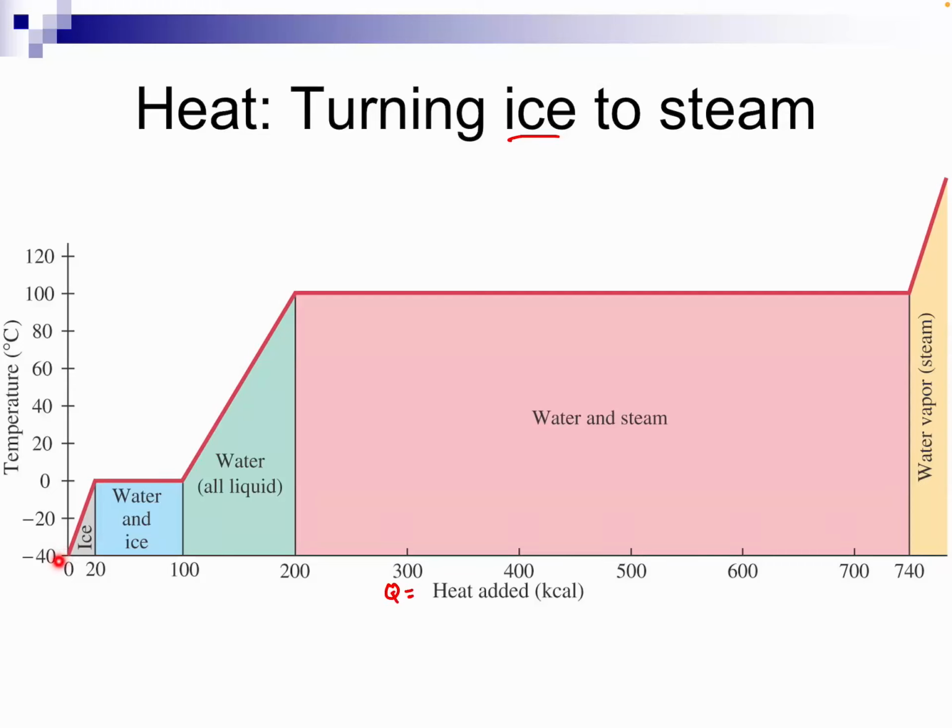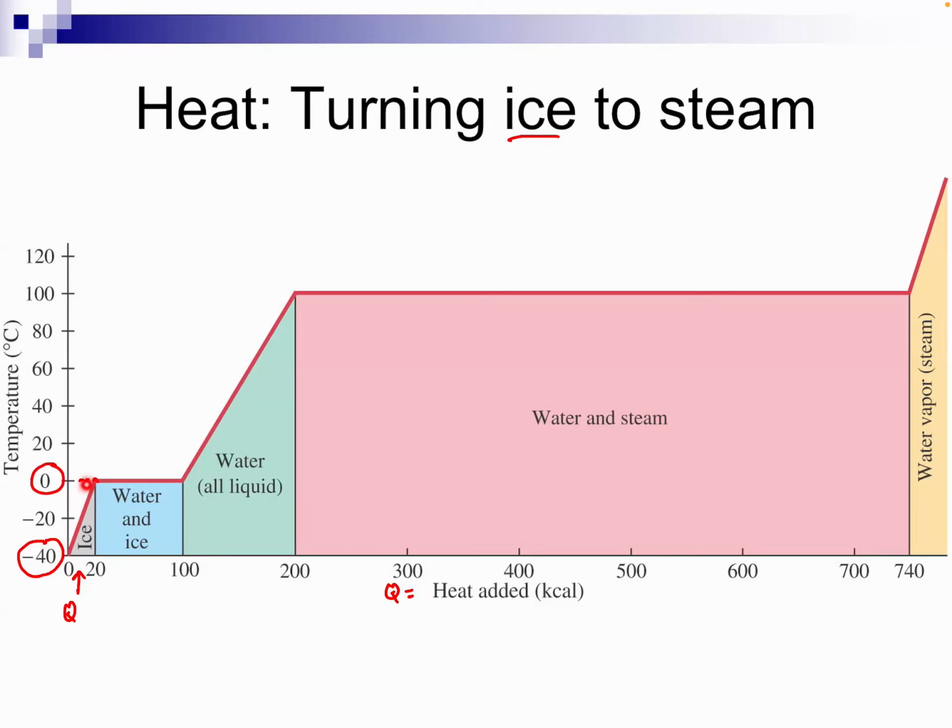It's all solid, and ice can have a temperature below 0 degrees. In this particular case, it starts at -40 degrees Celsius. We add heat to the ice, and as heat is added, the temperature of the ice will increase, right? We've learned that if you heat an object up, its temperature will change. If the object is absorbing heat, then its temperature will increase. But notice how the temperature of ice increases only up to 0 degrees Celsius.